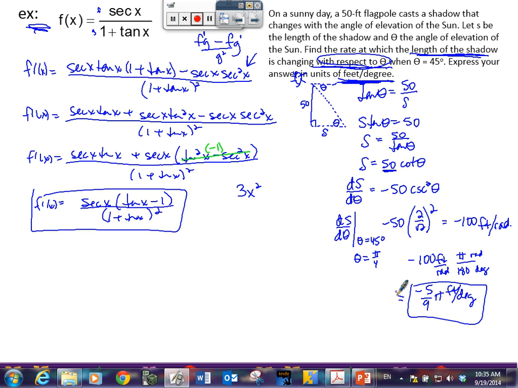Now let's talk about what that means. What does the negative sign mean in this situation? We're talking about the rate at which the length of the shadow is changing with respect to the angle measure. What is the length of the shadow doing? It's decreasing. It's getting smaller. The negative means it's decreasing or getting smaller. At this rate, 5 over 9 pi feet per degree. That's the rate. Okay, all right.